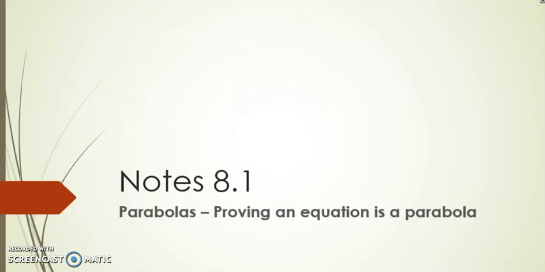For the last section of notes on 8.1, we're going to be looking at what happens when I give you an equation and ask you to prove that it is, in fact, the equation of a parabola instead of some other shape, which we'll look at later.